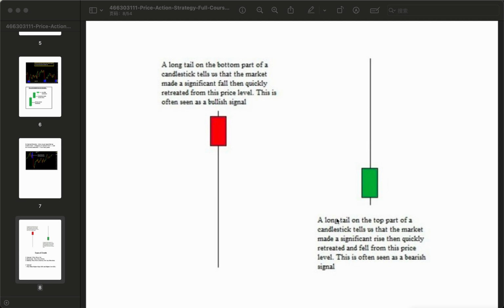Okay, so a long tail on the top part of a candlestick tells us that the market made a significant rise, then quickly retreated and fell from this price level. So this is often viewed as a bearish signal. Remember, as we have said, you have overwhelming selling power here. That's why you only get a little bit of buying power right here. That's why we view this as a bearish signal on the right side.